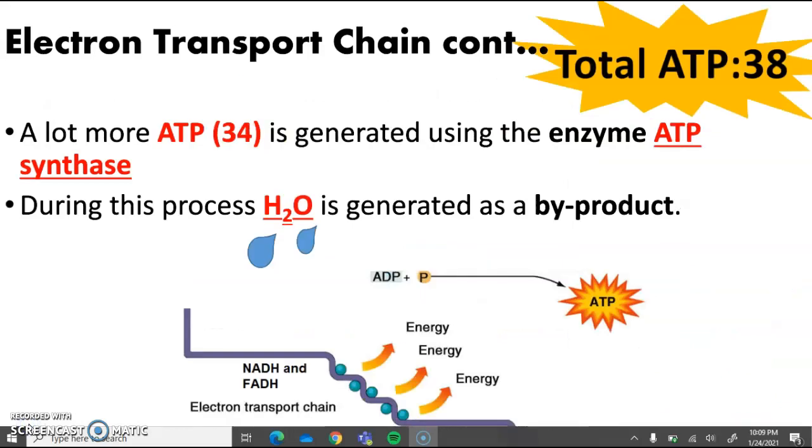So all in all, we've made a total of 34 ATP. We made 38 ATP, but we had to use a little bit of ATP during glycolysis in order to get the reaction started. So we net a total of about 32 to 34 ATP. And during the process, water is also generated as a byproduct. Our body uses water for a multitude of other things, but it is a waste product here.